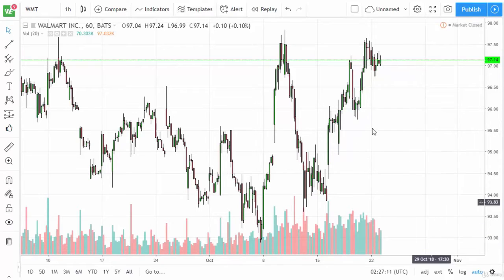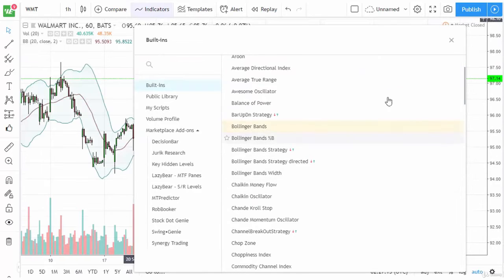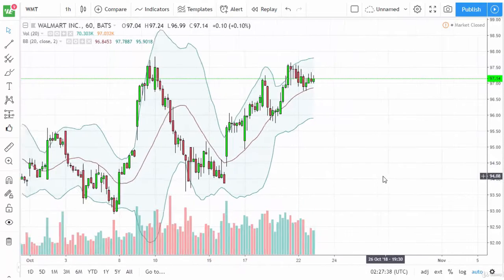So how does it do it? Well, as I put the indicator on, you'll see it's an overlay. You'll see there's a line in the middle, and that line is a 20 SMA. So a 20 simple moving average, over the last, in this case, 20 hours, the average closing price. That's why it says close there. And then two standard deviations. All of this can be adjusted, but this is the standard layout.